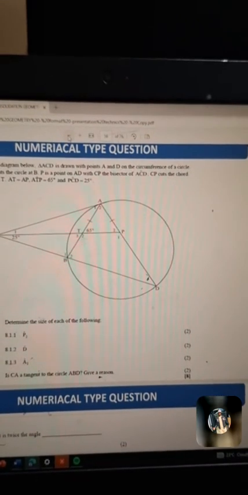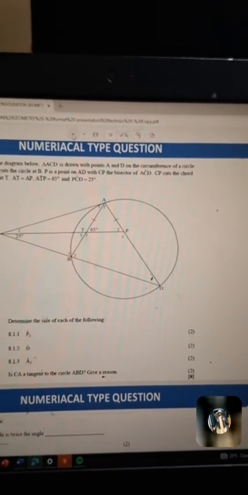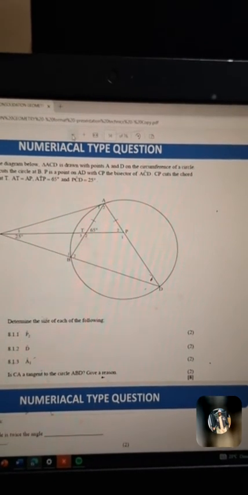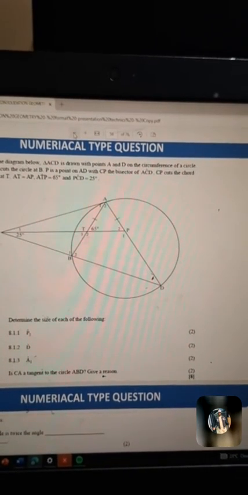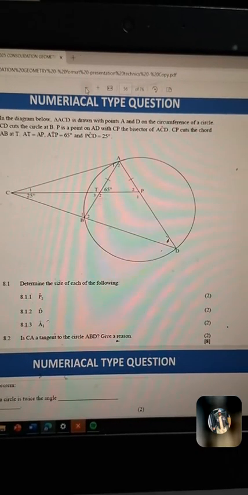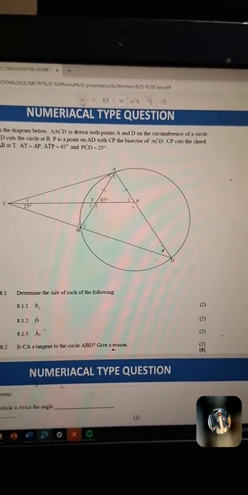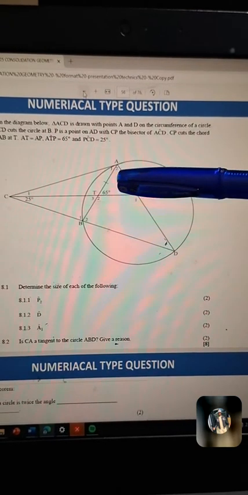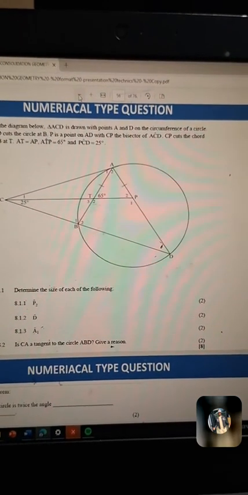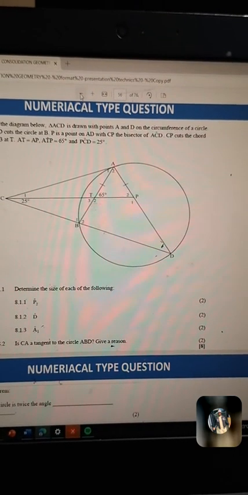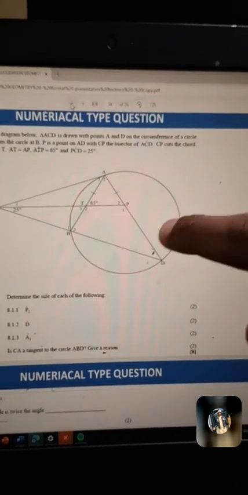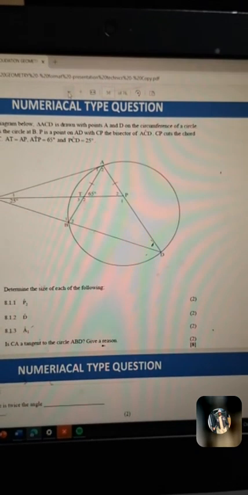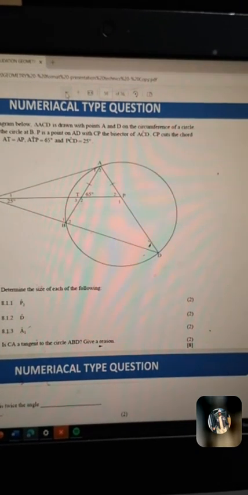Since we have B2, A2 is also simple to find, because in triangle ATP we have angle ATP and angle P2 which are equal. So we can find angle A2. What's angle A2? Okay, let me see. It's like 50. A2 is 50. What's our reason? It's the sum of angles in a triangle.